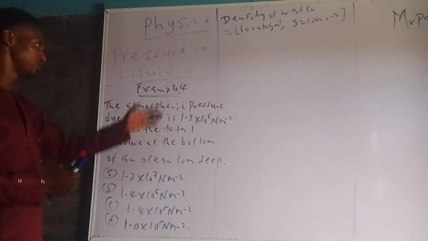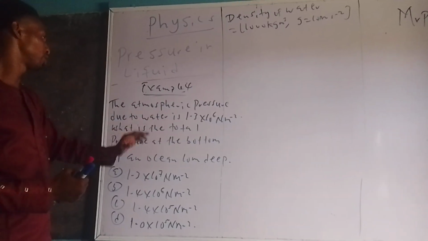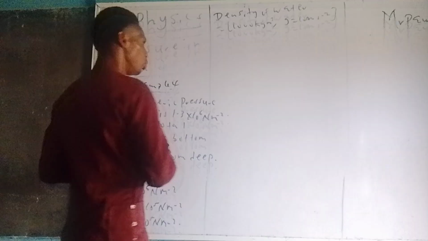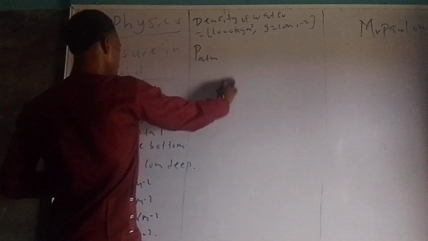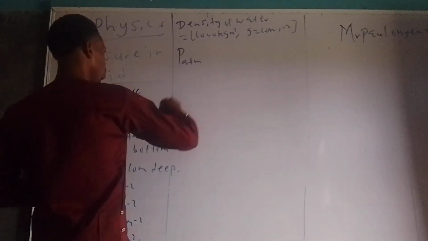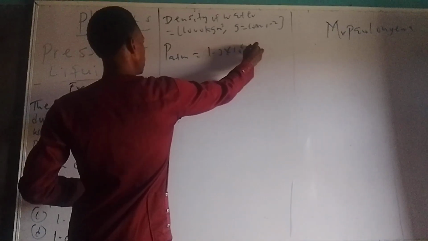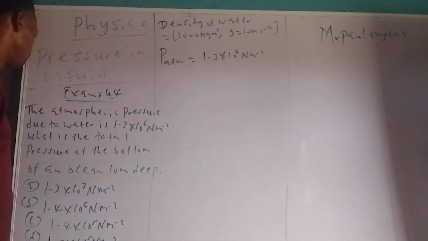This will be our last question under pressure in liquid. What is the atmospheric pressure due to water? Atmospheric pressure, let me call it P_ATM due to water, equals 1.3 times 10 to the power 6 Newton per meter square. Basically, this atmospheric pressure due to water is given.